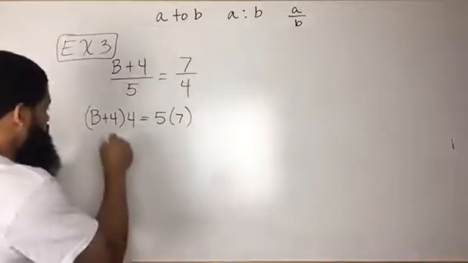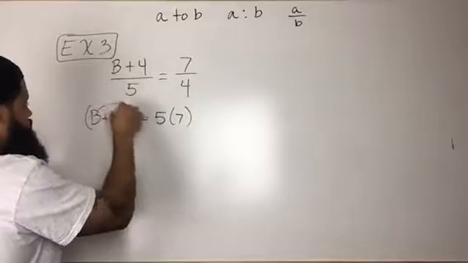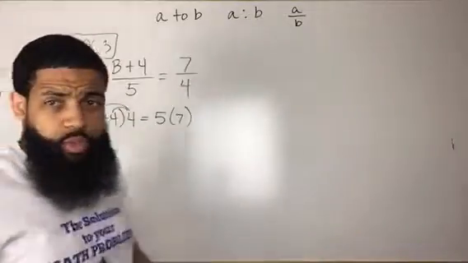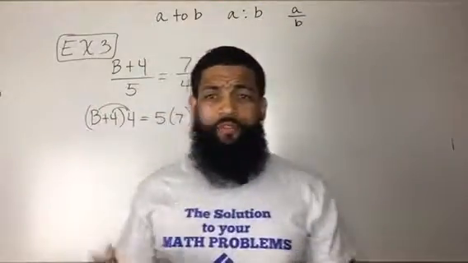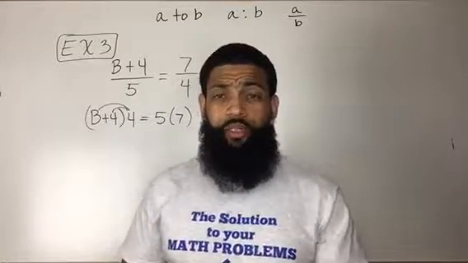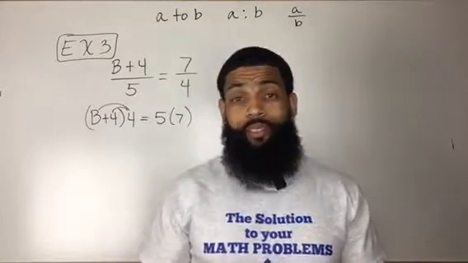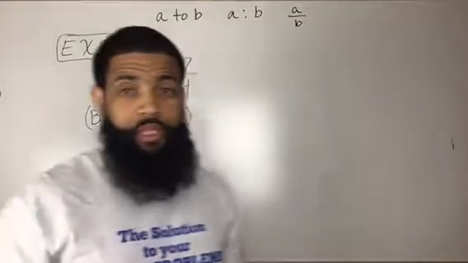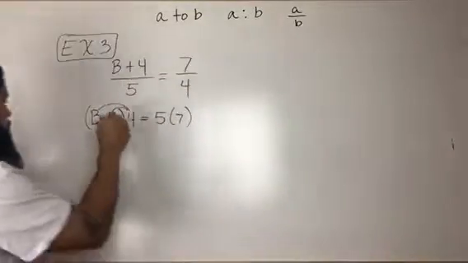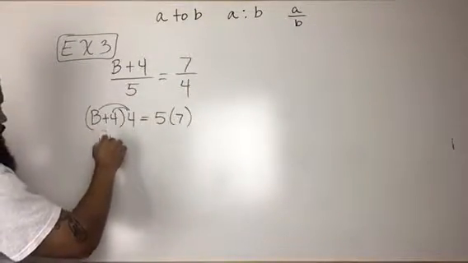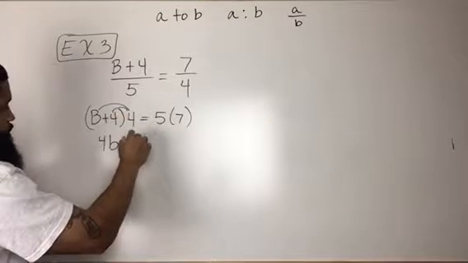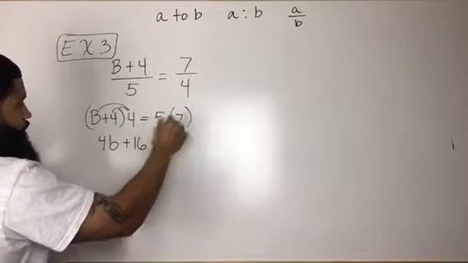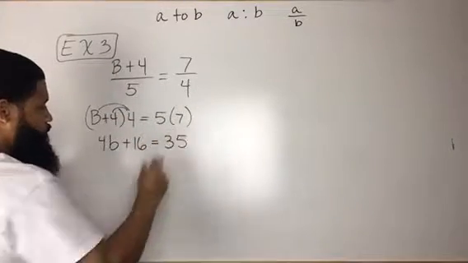Now in this case, I need to use the distributive property. And remember, with the distributive property, that 4 can be on the left side of the parentheses or the right side of the parentheses. It doesn't matter. You're still going to distribute it the same way. So 4 times b is 4b plus 4 times 4, which is 16. 5 times 7 equals 35.